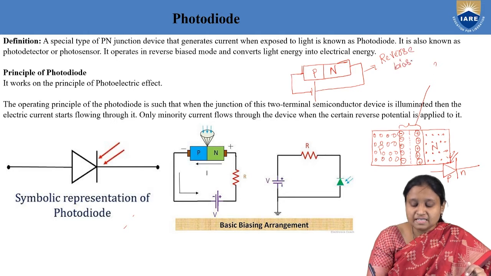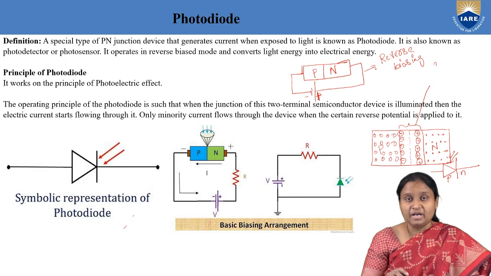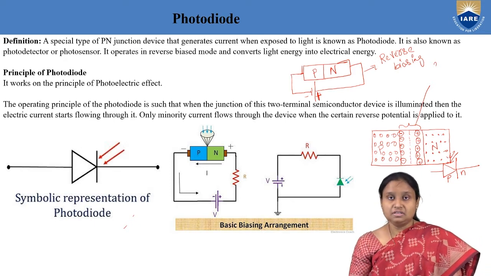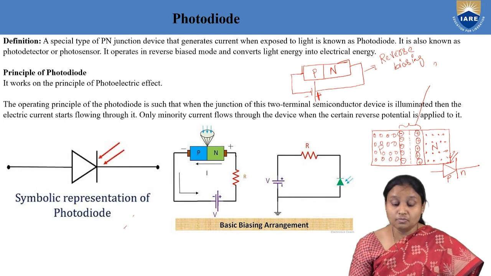So what is reverse biasing? In reverse biasing, the P type of the diode is connected to the negative terminal, and the N type of the diode is connected to the positive terminal of the battery. And once we take the PN junction in reverse biasing mode, what happens here?